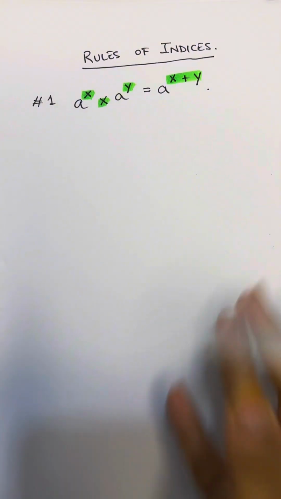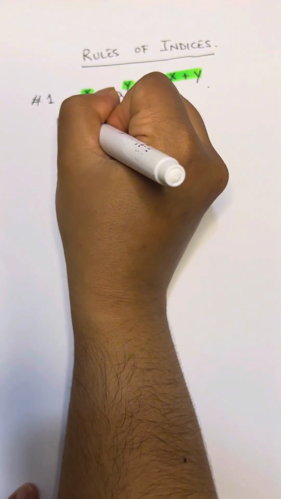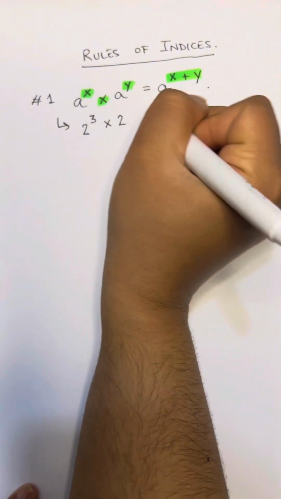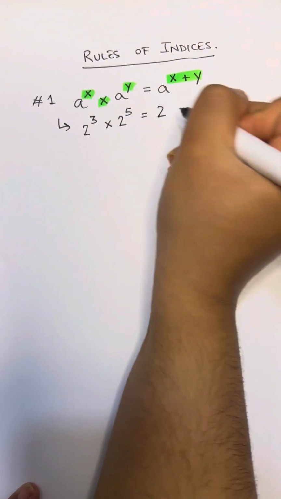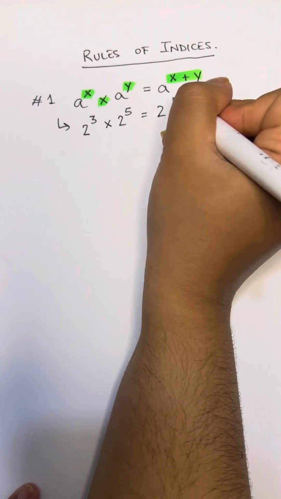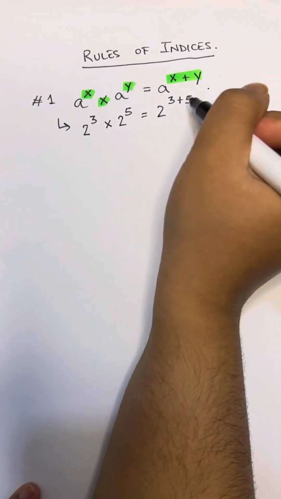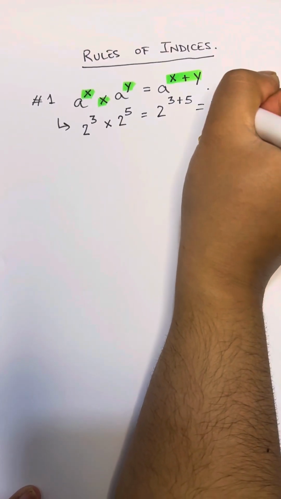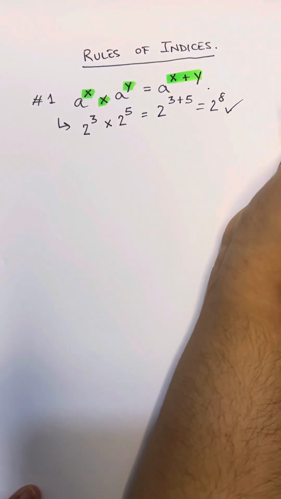So, for example, 2 to the power of 3 multiplied by 2 to the power of 5 equals 2 to the power of 3 plus 5, which is equal to 2 to the power of 8. Yeah, that's the correct answer.